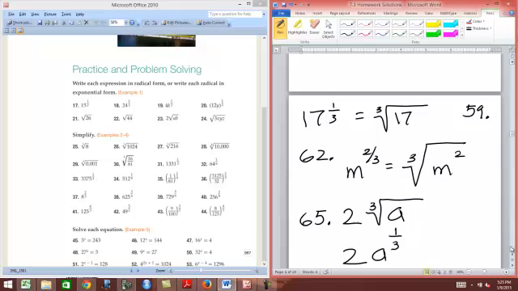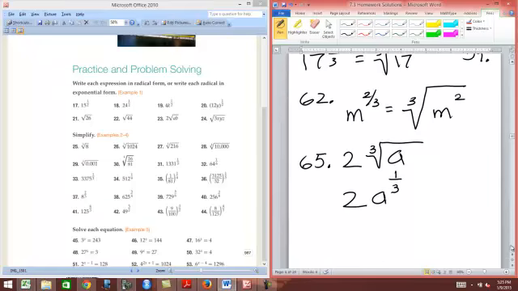17 to the 1/3. We're just writing it in radical form. It equals the cube root of 17. 62. Exponential form. Write it in radical form. M to the 2/3. Okay, the numerator is the power, and the denominator is the root. Next, 2 times the cube root of a. The 2 is not affected by this. This is a to the 1st, where 1 is the numerator and 3 is the denominator.